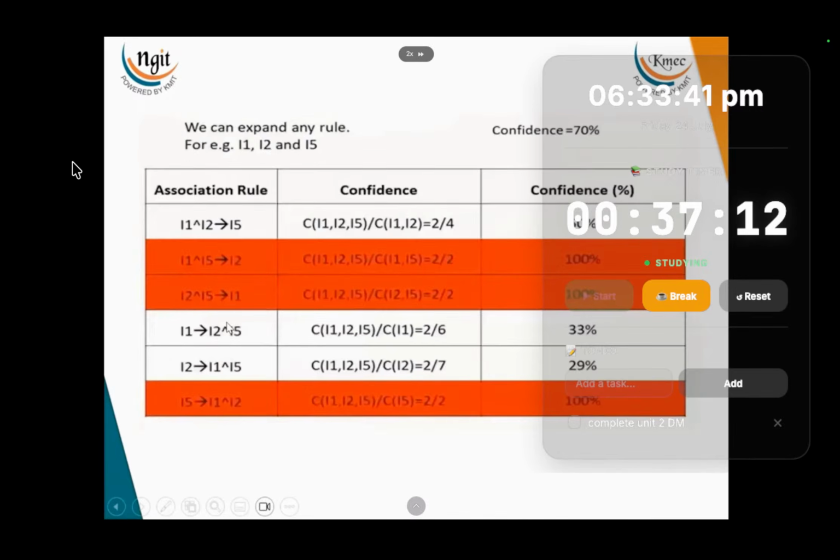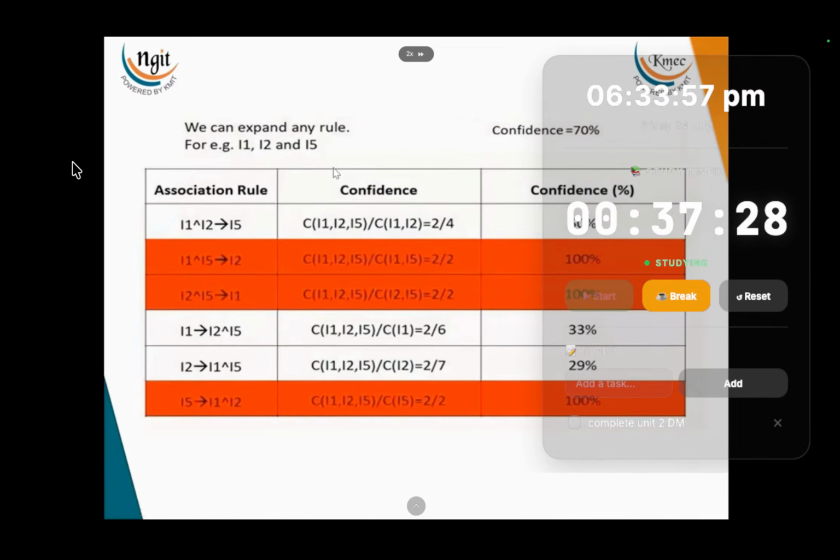Using this, now we'll derive the association rules based on the confidence, okay? So to expand this rule I1, I2, I5, how you can expand the rule is, when you take I1, I2 as two items, this can derive the other item, that is I5. Next, I1 and I5, which derives the I2. Next, when you're taking only one item, I1, it can derive I2 union I5.